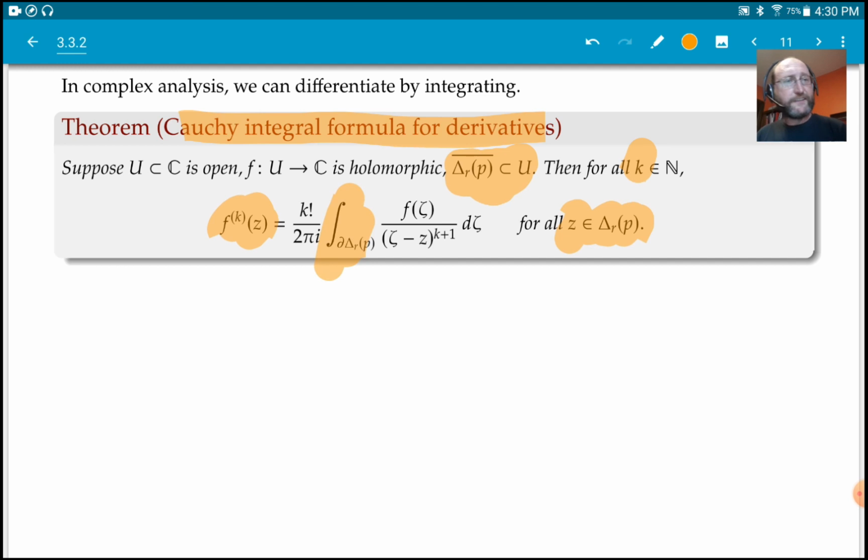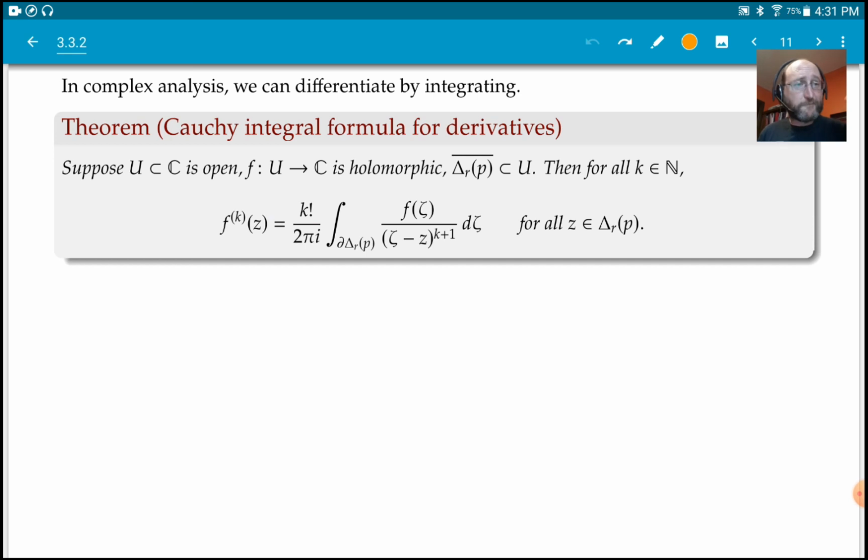It's again an integral over the circle. It has an f in here. Instead of zeta minus z in the denominator, well, there's that k in here, right? So you take the k plus 1 power, and then there's another difference over here. You have k factorial, right? But other than that, it looks very much like the Cauchy formula, and actually we get it from Cauchy's formula. We just differentiate the Cauchy formula.